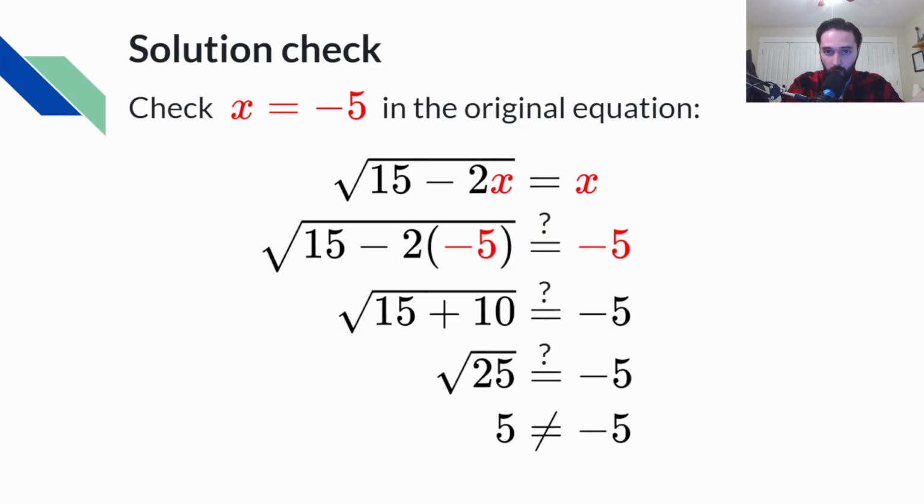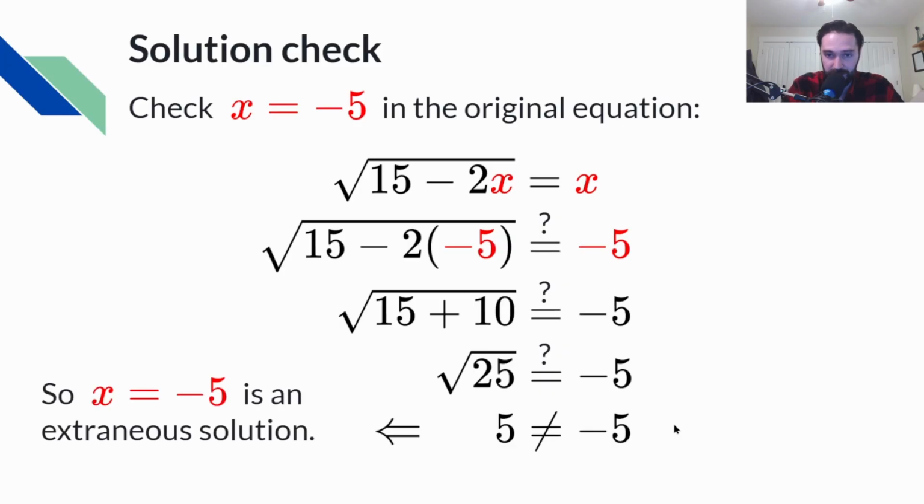Here we're simply evaluating numbers. We're plugging a value in and then we're evaluating. So in that case, we need to take the principal square root, which is just 5. So 5 does not equal negative 5. That means that x equals negative 5 is an extraneous solution. So we throw that in the garbage.